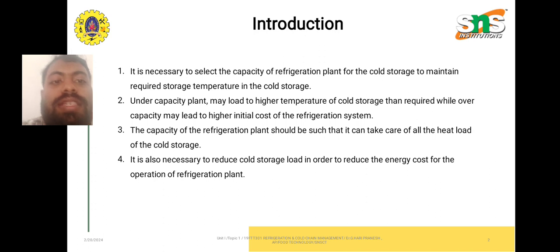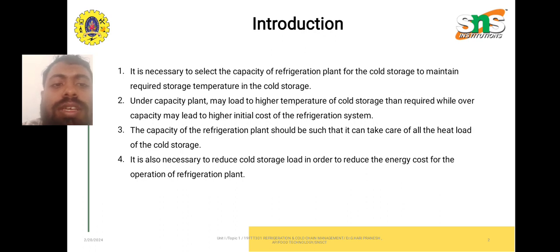Introduction. It is necessary to select the capacity of the refrigeration plant for the cold storage to maintain the required storage temperature in the cold store. An under-capacity plant may lead to a higher temperature in the cold storage than required, while an over-capacity plant may lead to higher initial cost of the refrigeration system. The capacity of the refrigeration plant should be such that it can take care of all the heat load of the cold storage.